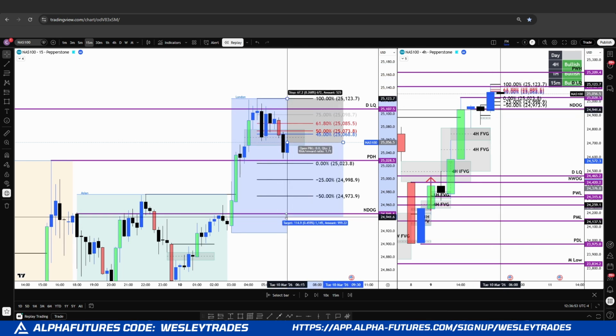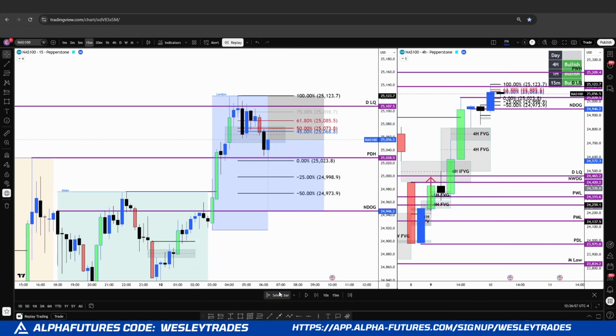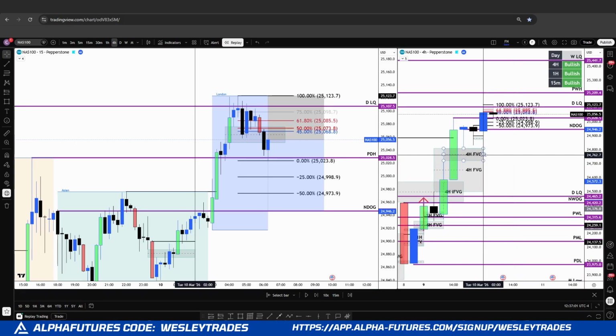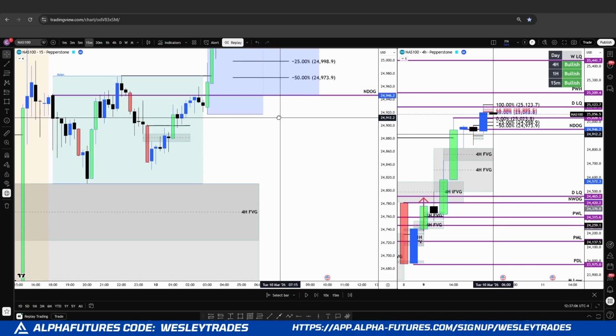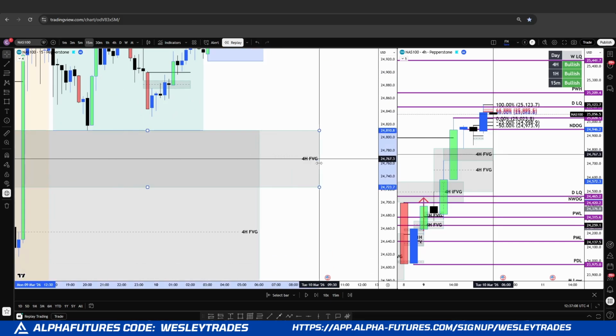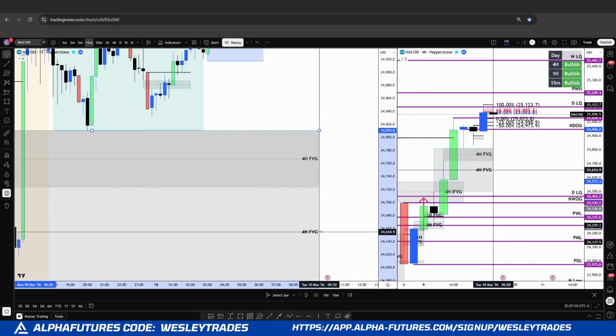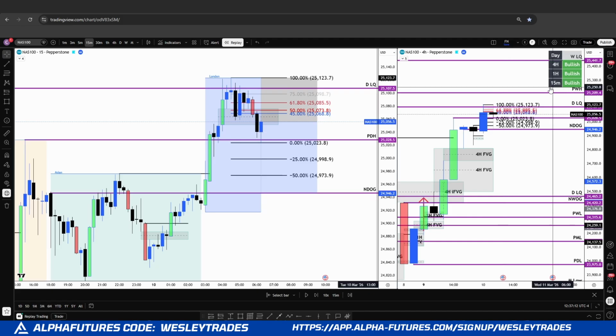So what do you target? You target actually the new day open gap. That's a good target. All right, let's see if we make this. Just keep in mind, we are still bearish on the higher time frame. Please, just keep this in mind. All right, this is a retracement trade against the higher time frame bias.